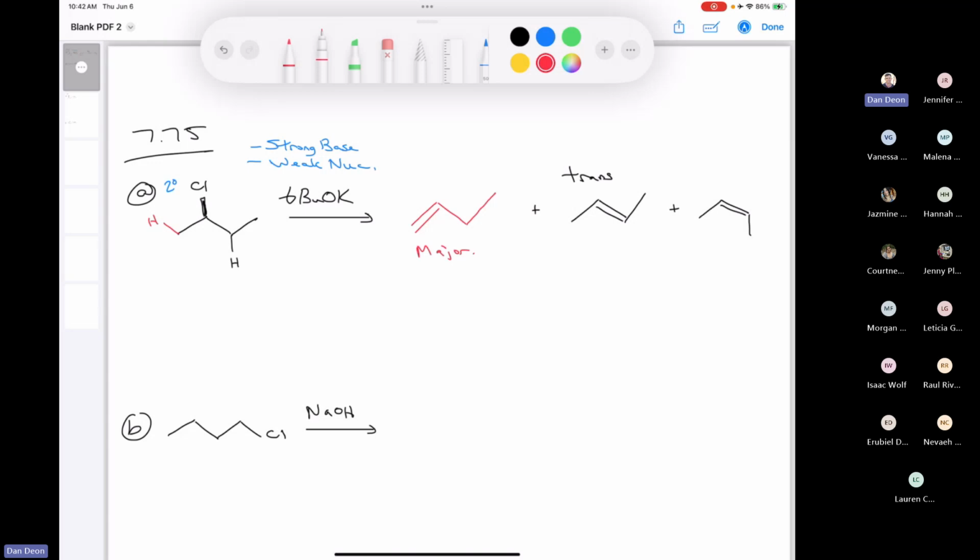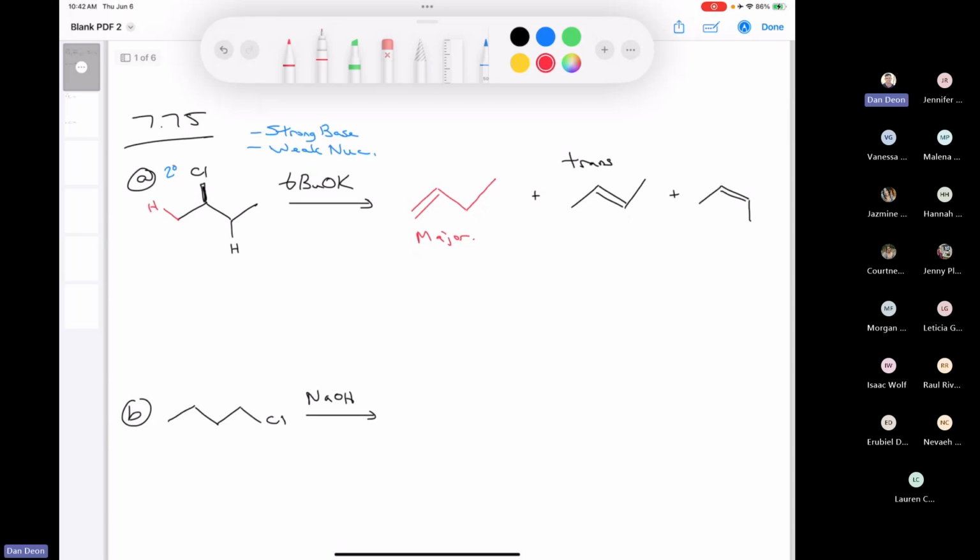All right, if we look at the next one, we're starting with 1-chlorobutane, or you could call it butyl chloride. Either one is totally fine. So we have a primary alkyl halide, and we have sodium hydroxide. So hydroxide is a strong base, and it's also a strong nucleophile. And so since we have a primary substrate, SN2 is going to predominate. We're going to get SN2, but we're also going to get some E2 as well.